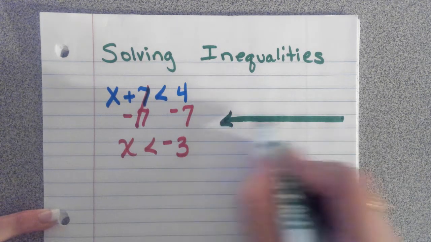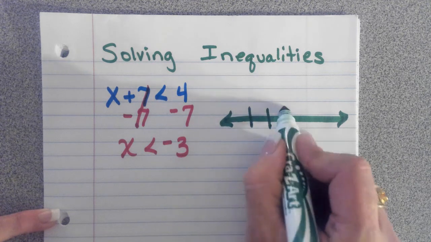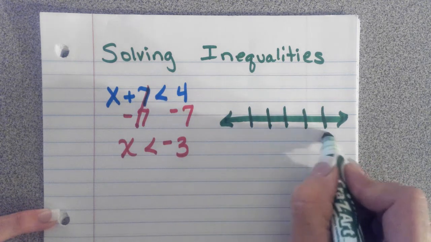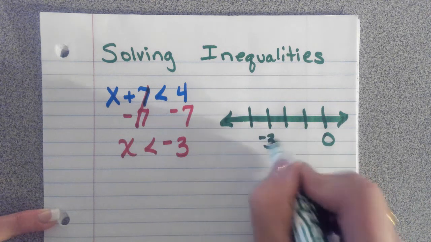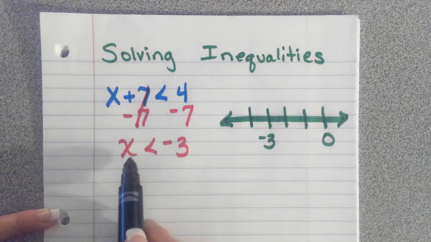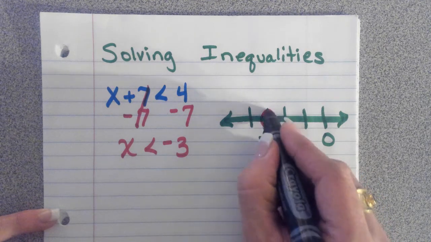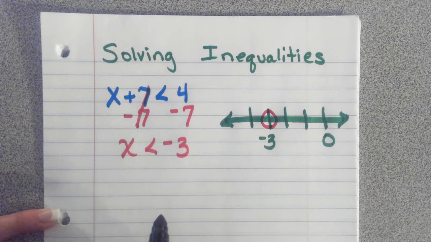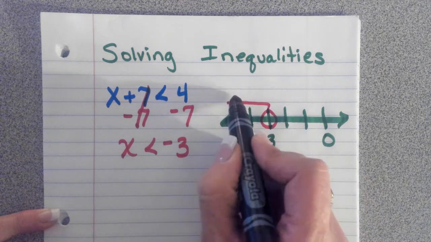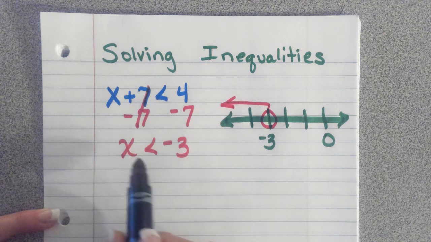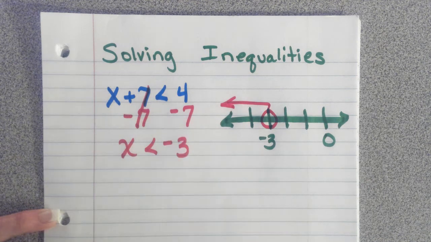A little number line, and let's say we've got 1, 2, 3, 4, 5. Here's 0, negative 1, negative 2, negative 3 is right here. Now, if x is less than negative 3, that will not include negative 3, so we leave it as an open dot. But it includes everything smaller, so an arrow would go this direction. X is less than negative 3, to the left.